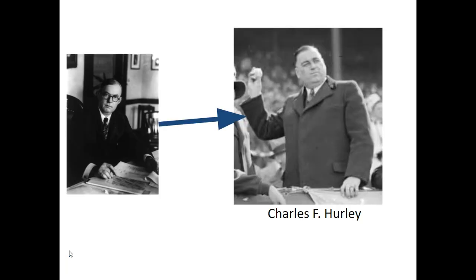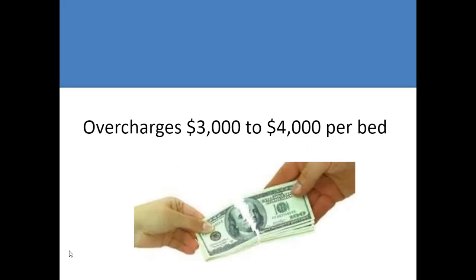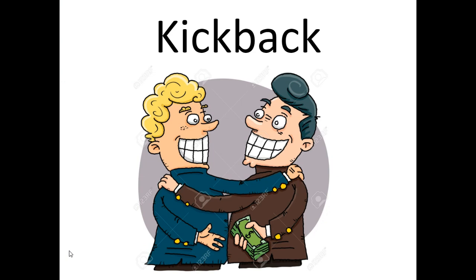Now, Charles Forbes used government money to hire Charles Hurley. And Charles Hurley had a construction company, and Hurley overcharged Forbes, or the Veterans Bureau, or the U.S. government. To build these hospitals, he charged $3,000 to $4,000 per bed. And that's not how much it costs to build these beds. So basically, it was an example of Hurley overcharging the Harding administration, and the government actually paying for it. So clearly they were in on it. Hurley kicked back money to them.